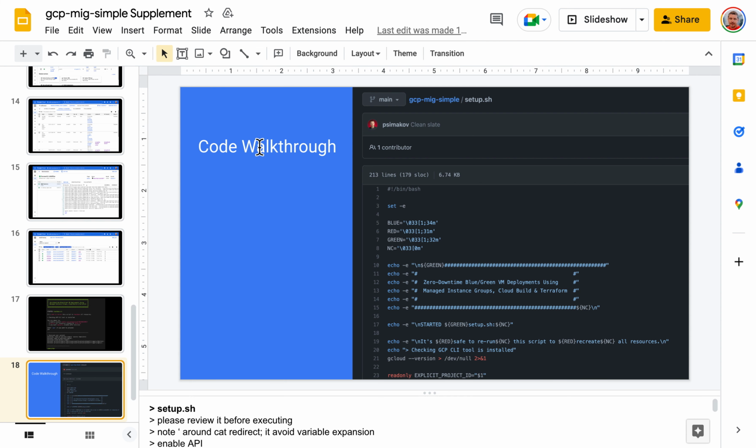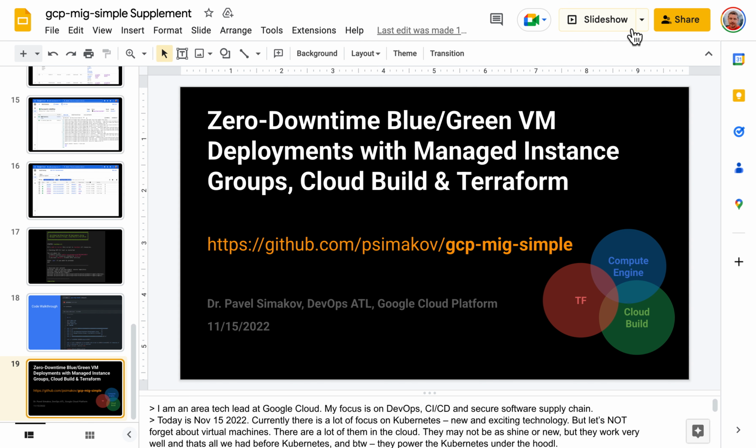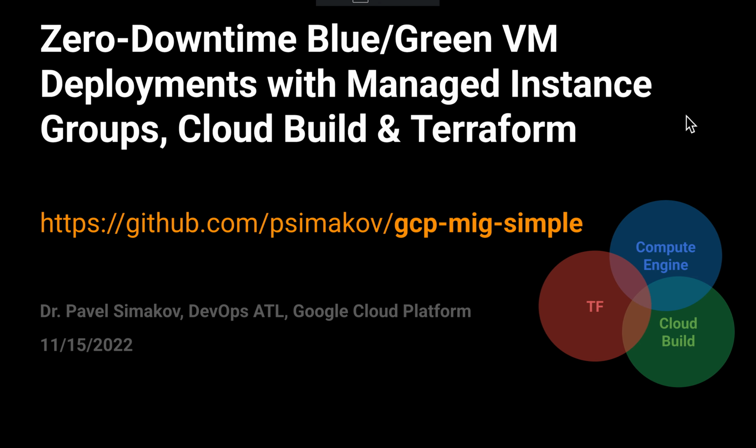Now let me go back to the presentation, and let's summarize where we've been. I started by saying that, of course, GKE is top of mind today, but VMs are still the workhorse of the cloud today, and even Kubernetes runs on VMs, and you don't necessarily need new products to deploy to VMs. Products like Cloud Build and Terraform actually allow you to create very complex deployments, as I showed you: zero downtime blue-green deployment using managed instance groups.